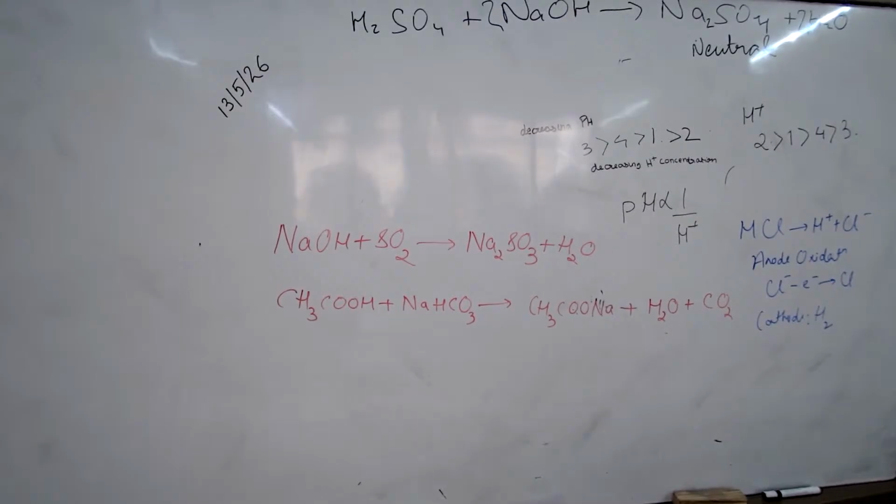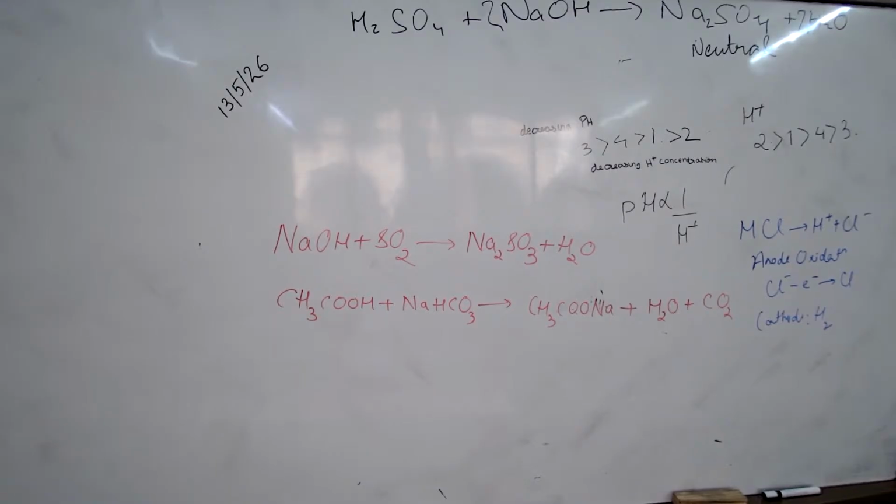Next. Give one example of a strong alkali and one example of a weak alkali. Strong alkali is NaOH or KOH. And weak alkali is NH4OH, ammonium hydroxide.